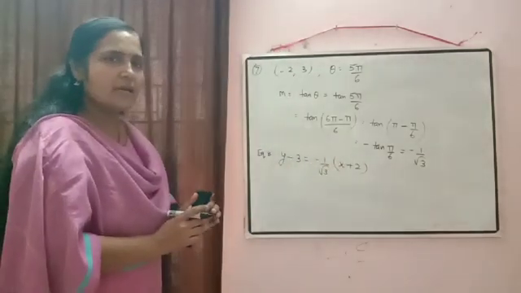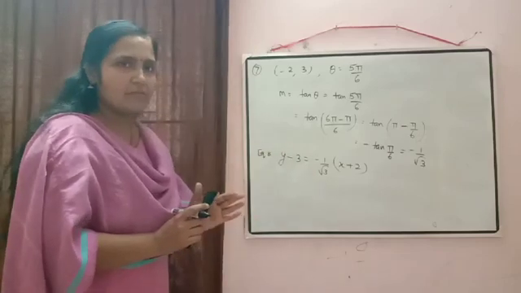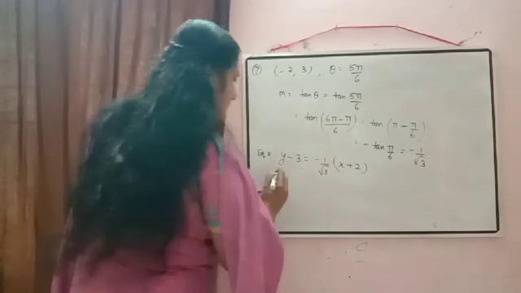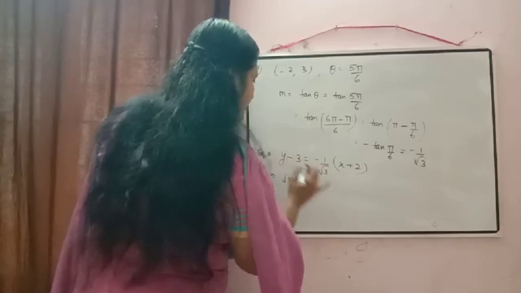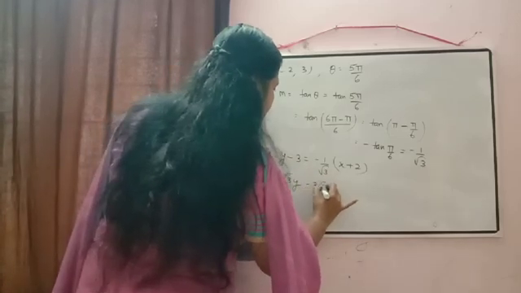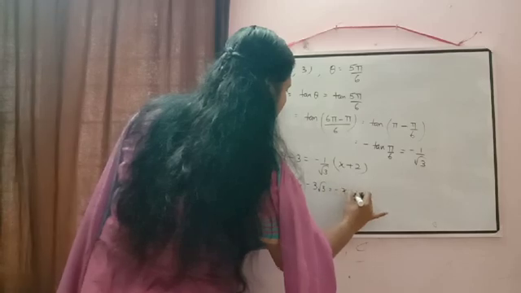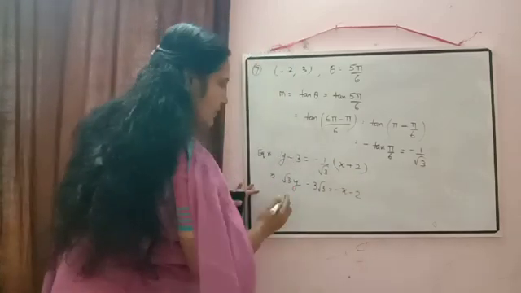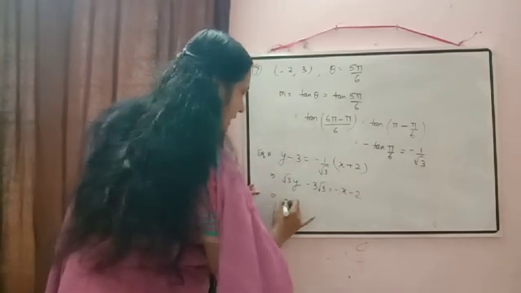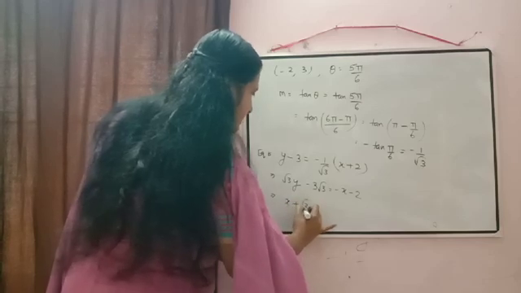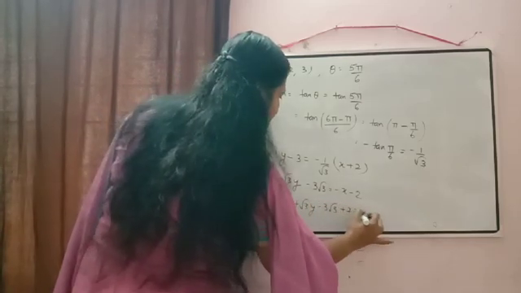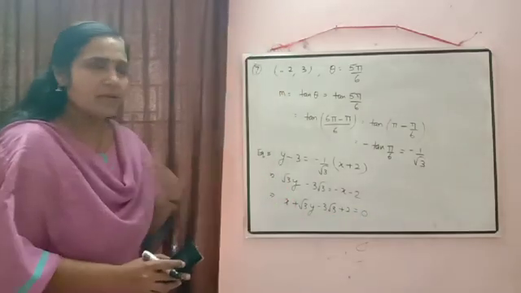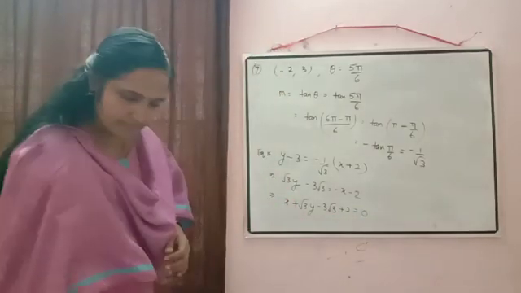This much is enough there if you don't want to simplify it more. Otherwise, you can simplify here. Do the cross multiplication, then you will get root 3y minus 3 root 3 is equal to minus x minus 2. Now we can shift all the expression to one side. Then we will get x plus root 3y minus 3 root 3 plus 2 is equal to 0. Equation of the line L there.